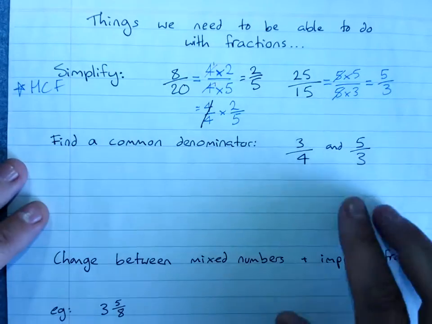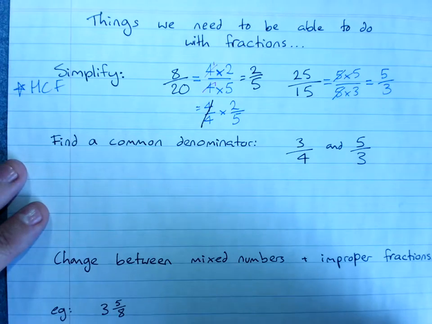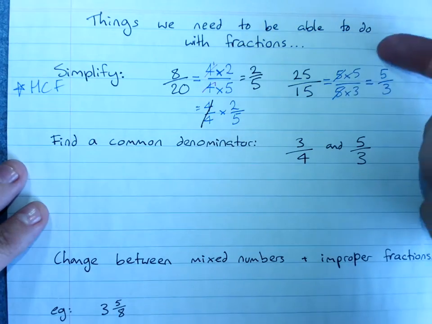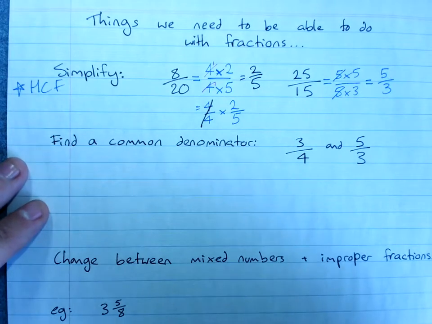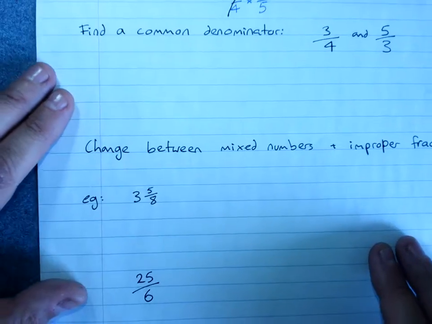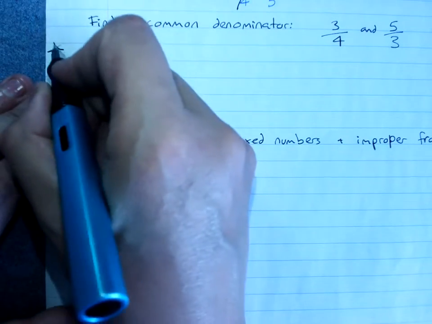I'm quite happy with you leaving it as an improper fraction or making it a mixed number, but as we get into further levels of maths, an improper fraction is often more useful. We need to be able to find a common denominator. That's where we use our LCM.